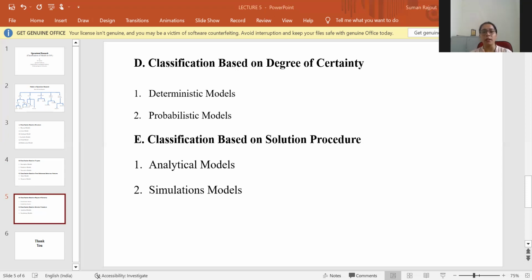So these are the different types of models we have on the basis of structure, purpose, degree of certainty, time behavior, and solution procedures. We can use these models according to our need and according to our problems. So that's it about the classifications of models in operations research.